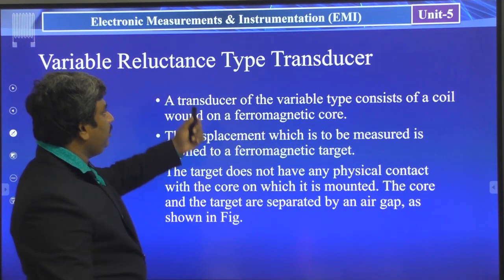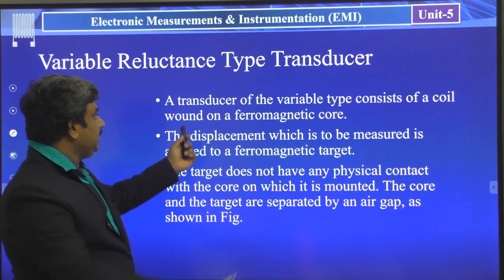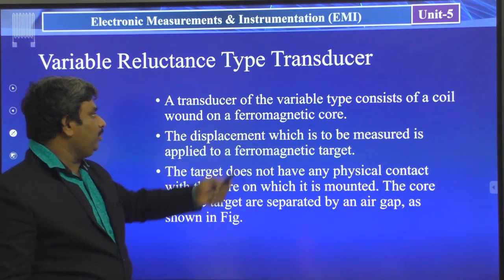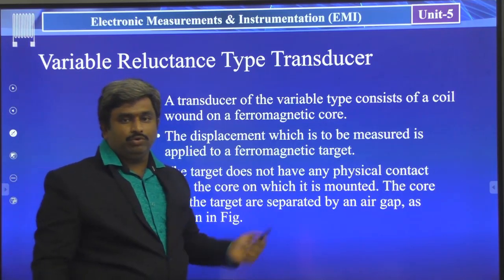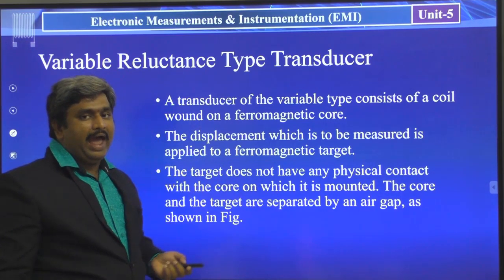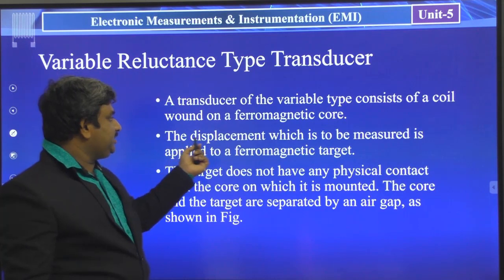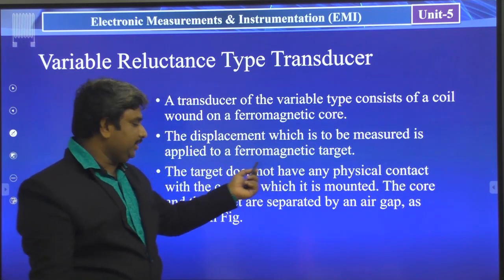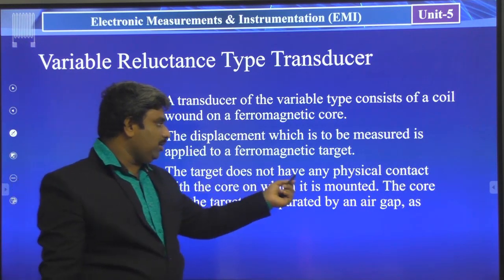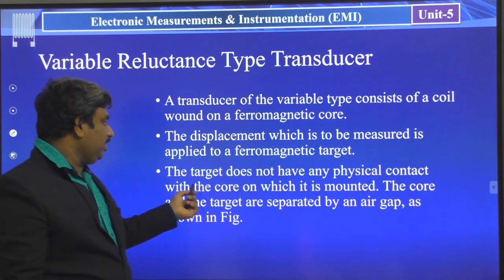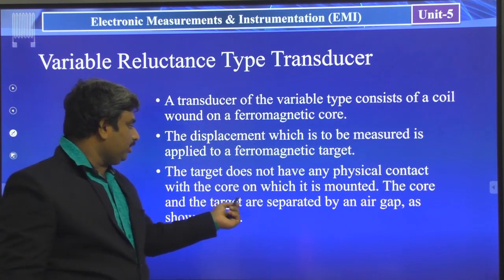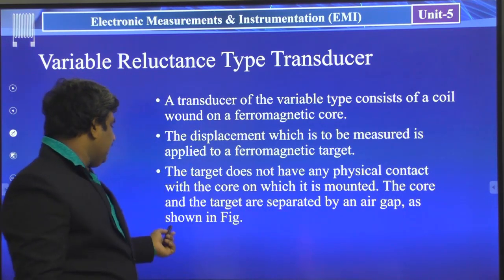Next, the variable reluctance type transducer. A transducer of the variable type consists of a coil wound on a ferromagnetic core, just as we have seen in the angular measurement type. The displacement to be measured is applied to a ferromagnetic target. The target does not have any physical contact with the core on which it is mounted. The core and the target are separated by an air gap.